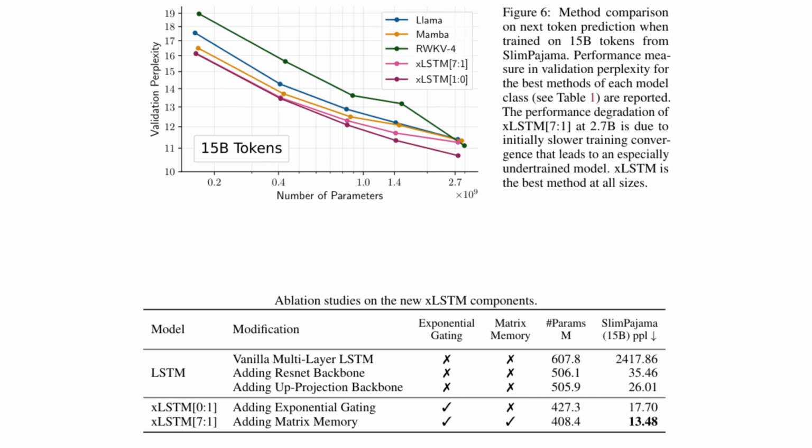Figure 6. Method comparison on next token prediction when trained on 15 billion tokens from SlimPajama. Performance measured in validation perplexity for the best methods of each model class, see Table 1, is reported. The performance degradation of xLSTM 7:1 at 2.7 billion is due to initially slower training convergence that leads to an especially undertrained model. xLSTM is the best method at all sizes.